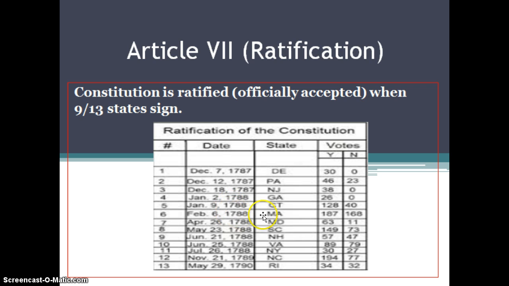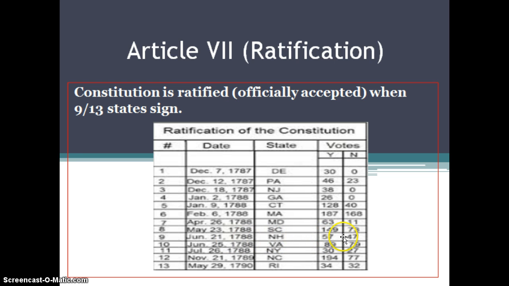And then there's a month delay as you get votes that get a little bit tighter and a little bit closer. There were some holdups. There were some debates, especially in southern states, about individual freedoms, which is why they ultimately added a Bill of Rights. But again, that's what Article 7 says, that the Constitution will become official once 9 out of 13 states sign.